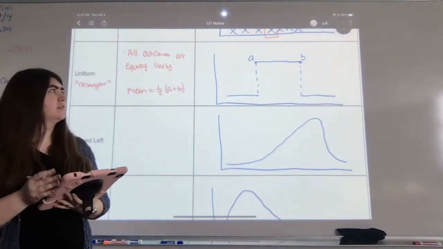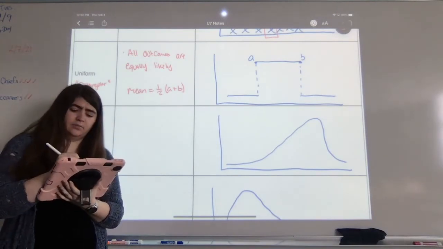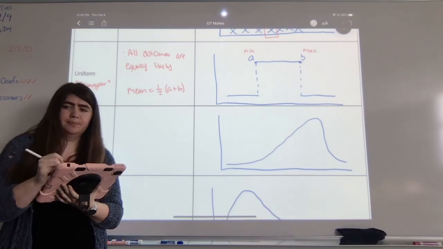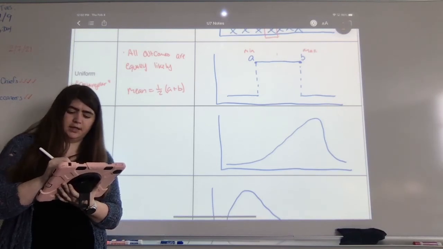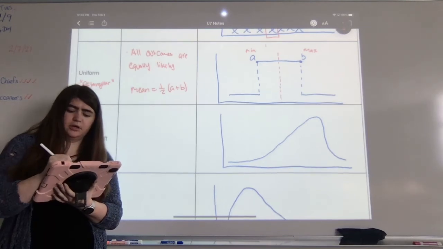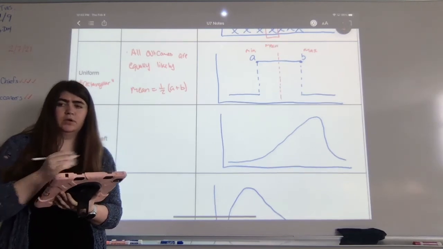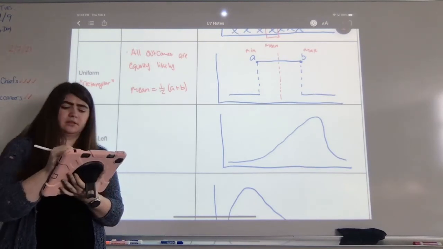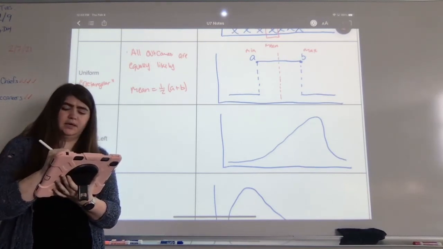So to specify a little further, A is where your minimum will be and B is where your maximum will be. And then if we draw a line right through the middle, so we're averaging those 2 points, that's where your mean is going to be, which is that formula. And not only is the mean there, but it's also the median. So this is the mean and the median.